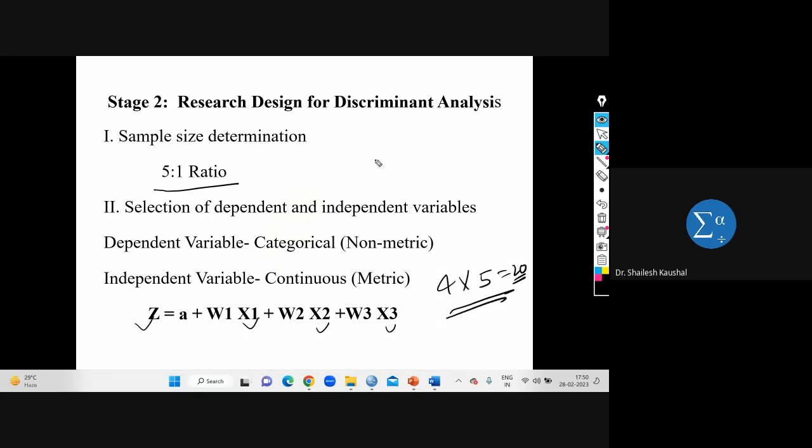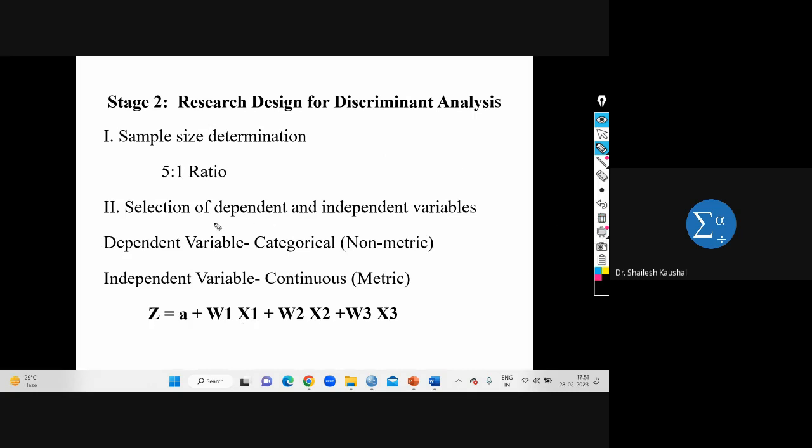If you are taking 10 questions, okay, including dependent and independent variables, your sample size should be 5 times. So the ratio is 5:1. One question, 5 respondent. Two questions, 10 respondent. 5 questions, 25 respondents. 10 questions, 50 respondent. This is the one condition, sample size.